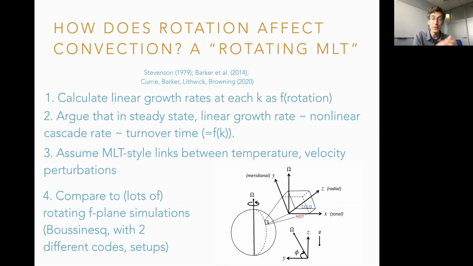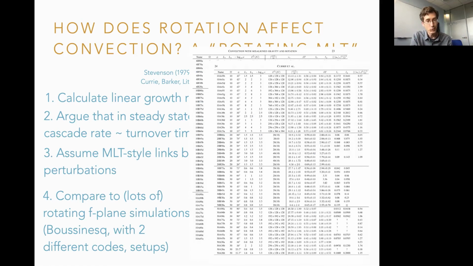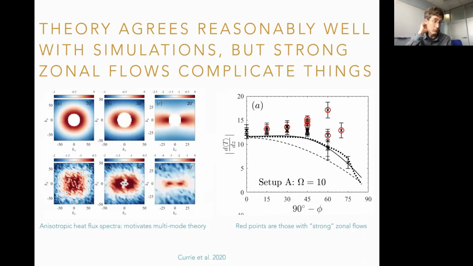And so you equate, basically, in a steady state, you might argue that the linear growth rate is roughly comparable to the turnover time on each scale. And then, going back to another cartoon that we drew, we assume these MLT, mixing length style, links between temperature and velocity perturbations. And you can compare that to lots and lots of different rotating f-plane calculations of convection, which Laura and Adrian did over the course of several years. Talk to me if you're interested, or talk to Adrian over the course of the program. But I think the results of this were pretty good.